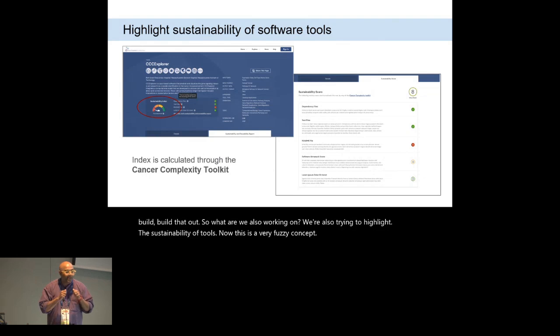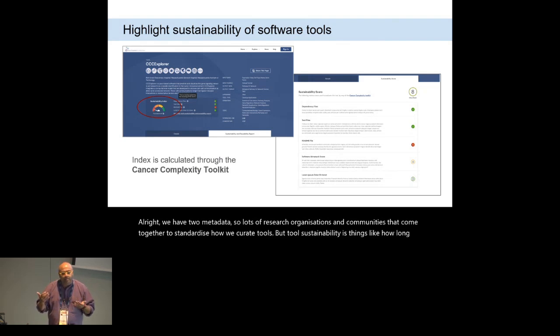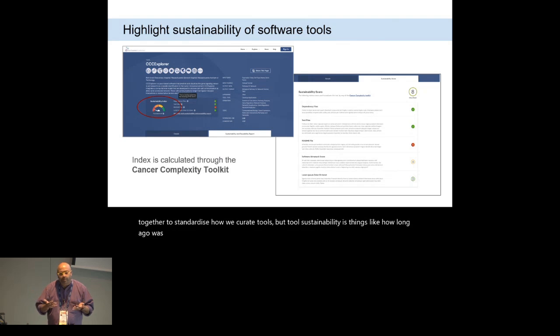We have tool metadata. So lots of research organizations and communities have come together to standardize how we curate tools. But tool sustainability is things like, how long ago were the security bugs squashed? Has there been any updates to that? Can it be Dockerized? Has it been? Is it installable today? Is it well documented to run in the cloud versus your laptop?